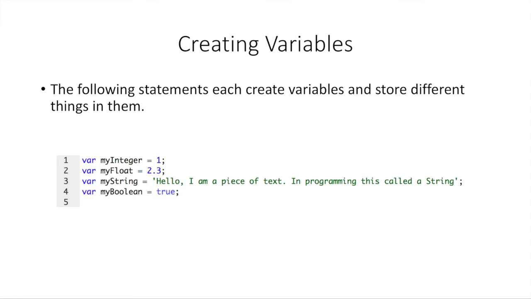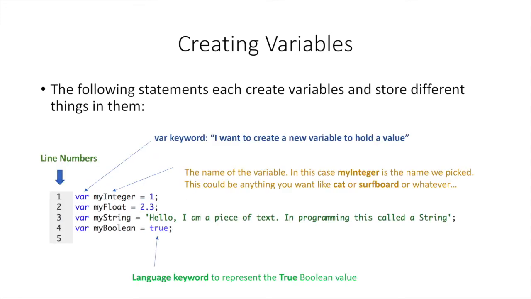Var my string on line 3. Hello, I am a piece of text in programming. This is called a string. Good, so that's the string. And line 4, var my boolean equals true. Good. Lowercase t for the true. Some languages have an uppercase t. And false is all lowercase as well. Just be careful with that.